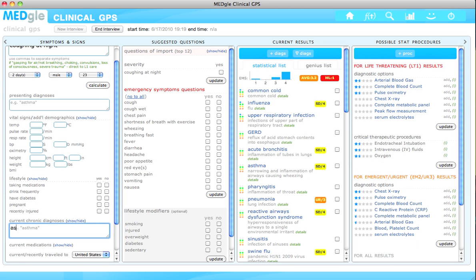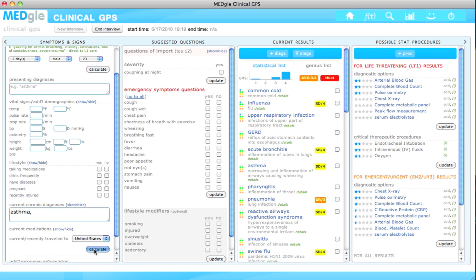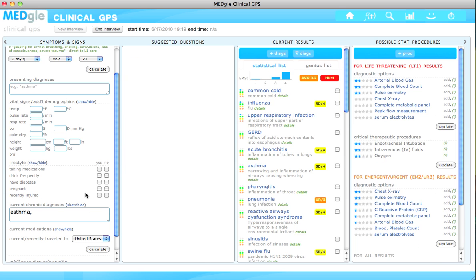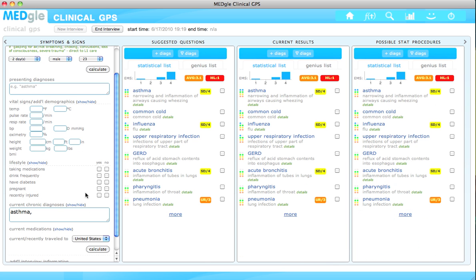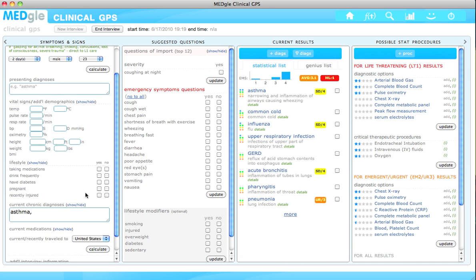So what we can do is recalculate the whole analysis with respect to that new information. And you may know this because this is part of the practice management or pharmacy management application, and therefore information that is indeed available. And what we see here now is that our results have actually changed, and now asthma happens to be our top result.